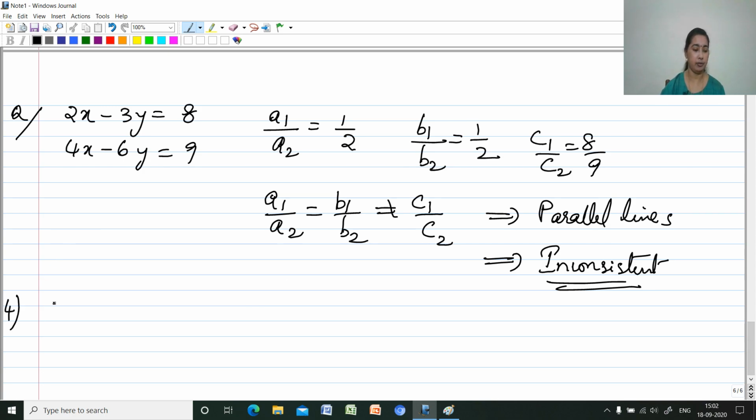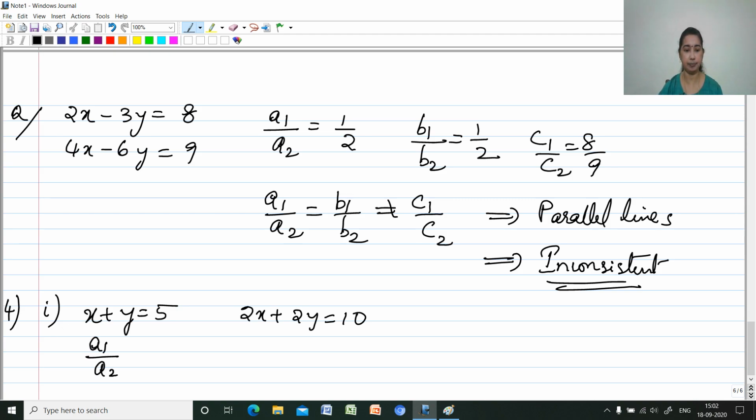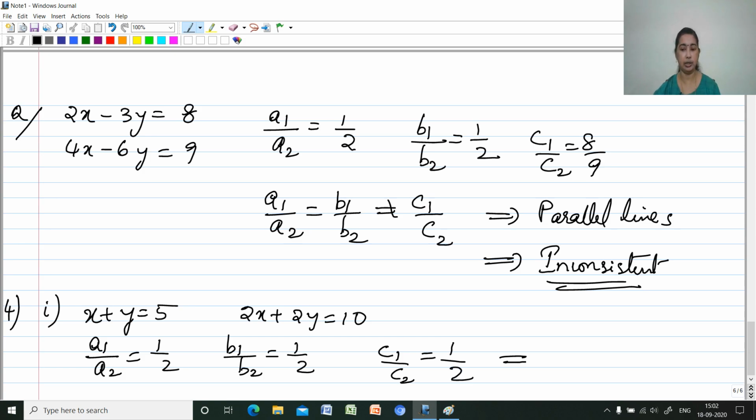That first one we'll check. That is x plus y is equal to 5 and 2x plus 2y is equal to 10. So what can you write here? a1 by a2 means it is 1 by 2. Then b1 by b2, again 1 by 2. c1 by c2 is also equal to 5 by 10, which again is 1 by 2. So we are having infinitely many solutions.